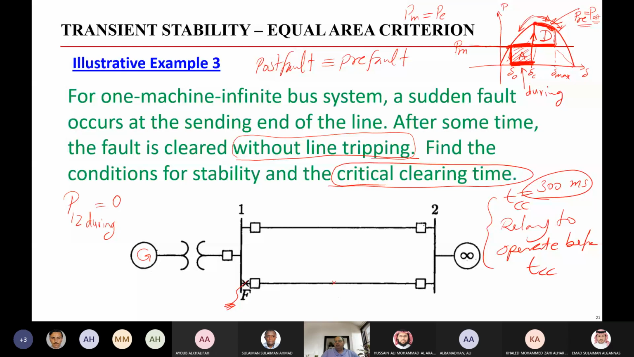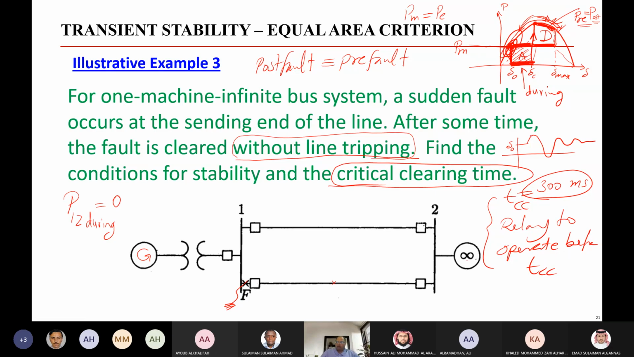Of course, the machine will continue, and the angle will increase due to the inertia, and then it will come back. It will not stop here, it will continue back and forth until it settles down here. And if you draw the curve, this is delta 0, so you'll see the angle will be as such.